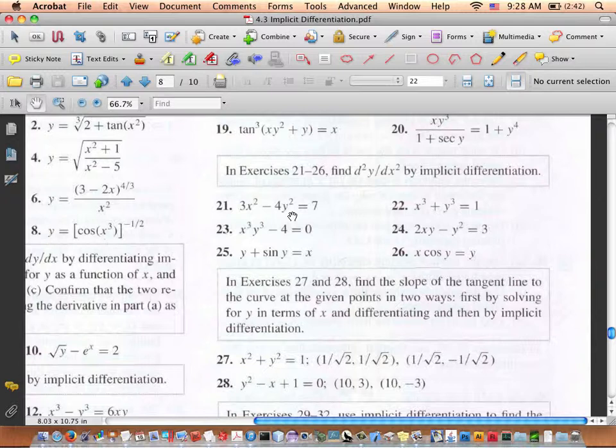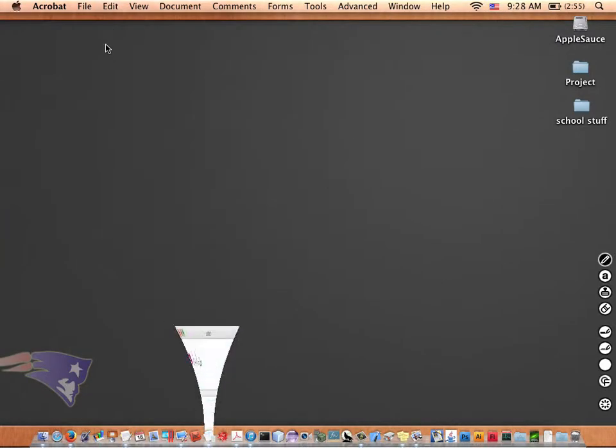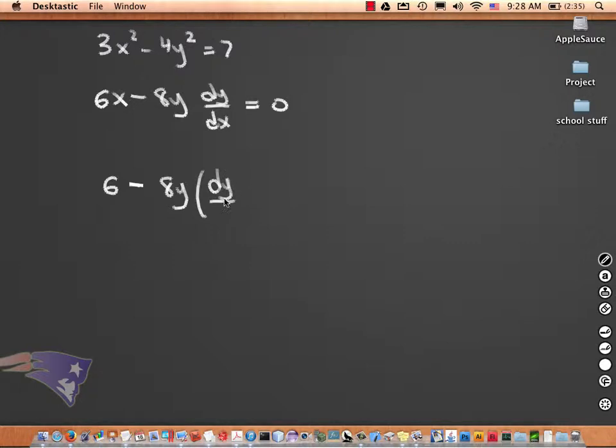Well, we've only got 2 minutes, but I'll try it. Let's do 21. 3x squared minus 4y squared equals 7. The first derivative would be 6x minus 8y dy dx equals 0. The next derivative would be 6 minus 8y d2y dx2 minus 8 dy dx squared equals 0.